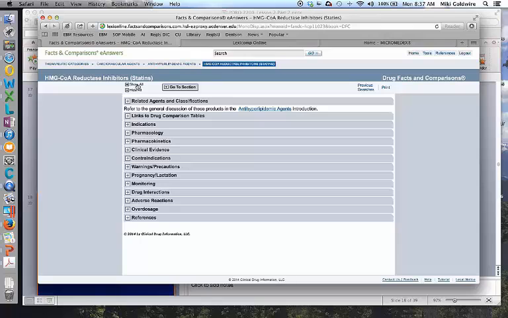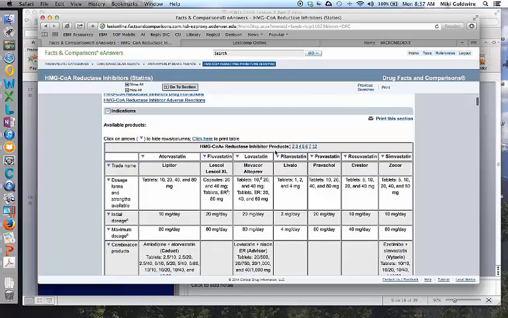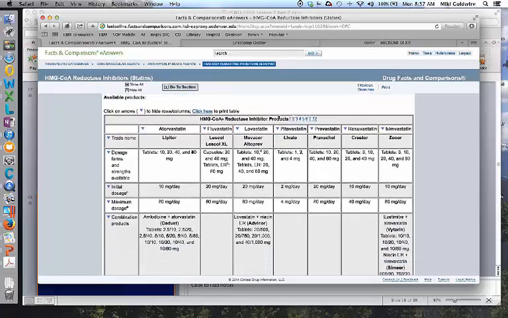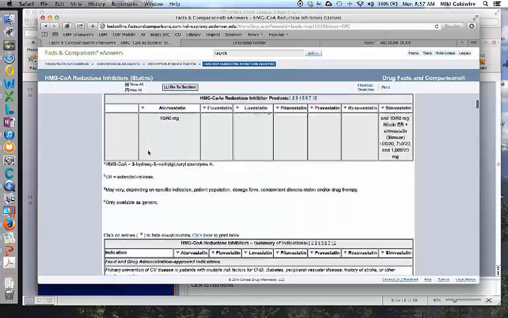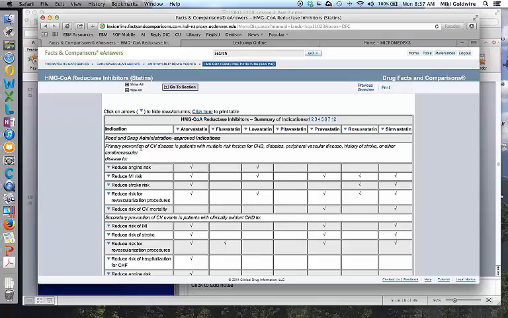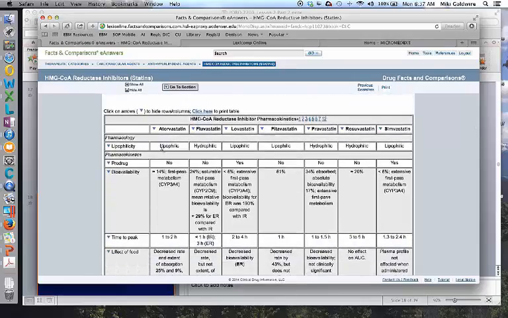And if I show all, you can see I get links to drug comparison tables, products, indications, kinetics, monitoring, drug interactions, and adverse events. So here's an example of the class monograph for the products. You can see I have all the statins at the top, and down on the margin here I have the trade name, dosage forms, initial dose, maximum dose, combination products. So I can compare them side by side. I also have here indications and kinetics.